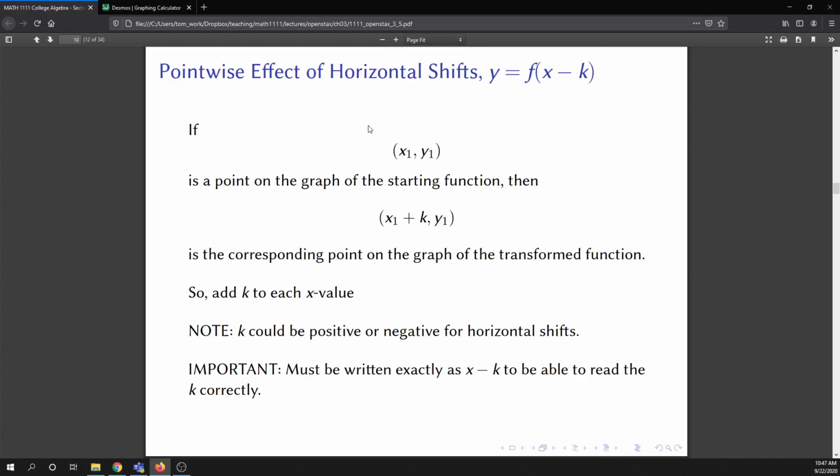Right, and I jumped ahead of myself, but that is the pointwise effect. If you find your k, the value for k, then to figure out the pointwise effect, you add k to the x coordinate. Okay. All right.